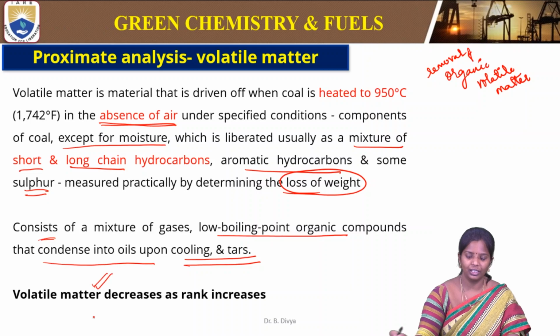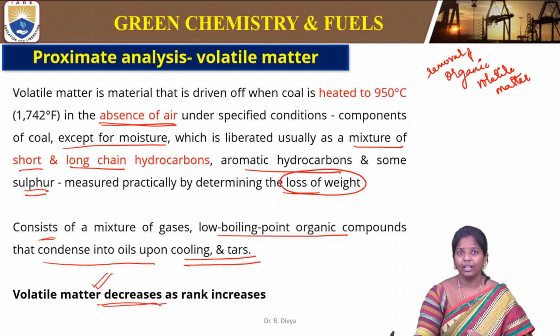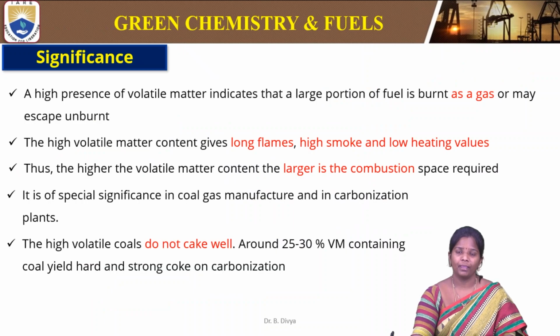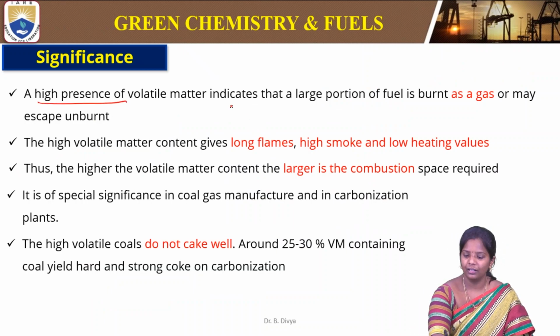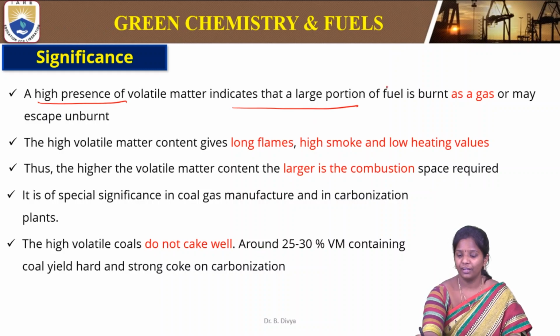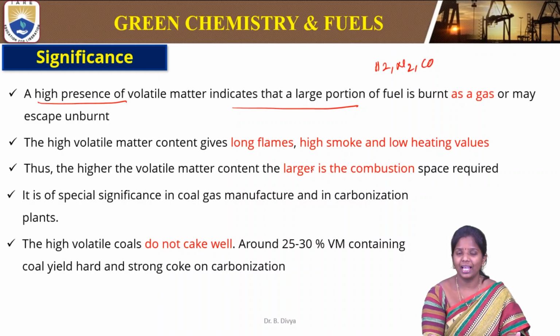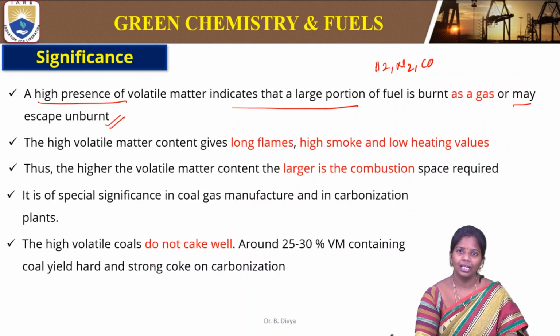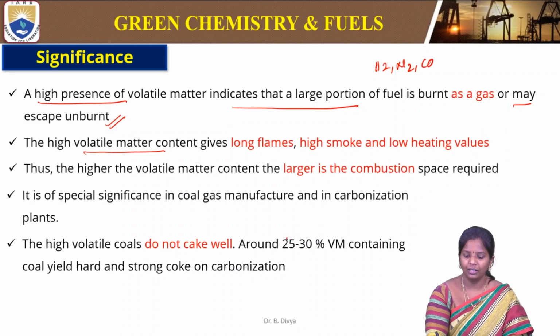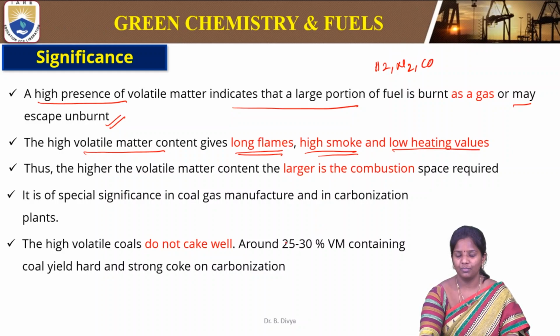The presence of volatile matter will decrease the rank, so the volatile matter must be decreased so that the rank of that particular coal increases. And what is the significance? A high presence of volatile matter indicates a large portion of the fuel is burnt as gas. We have seen it contains hydrogen, nitrogen, carbon monoxide and so on. It is burnt as a gas and doesn't give energy for a purpose, or may escape unburnt or remain as such. High volatile matter content gives long flames, high smoke and low heating values. It gives long flames, meaning the flame will be very long, whereas in anthracite it will be a very short, blue flame.